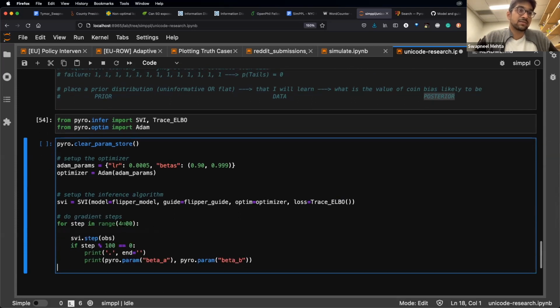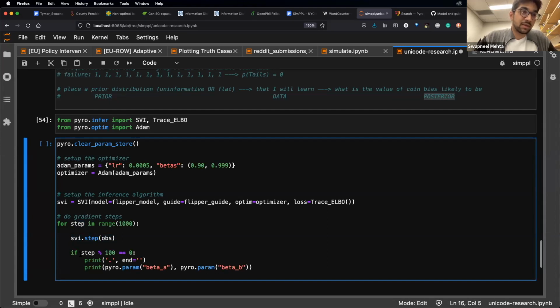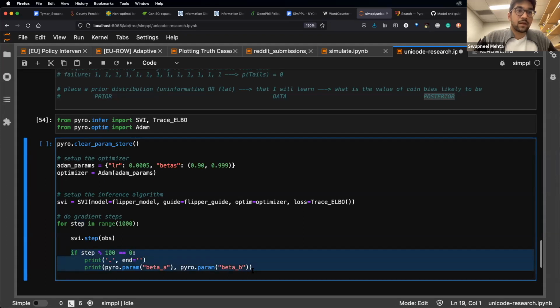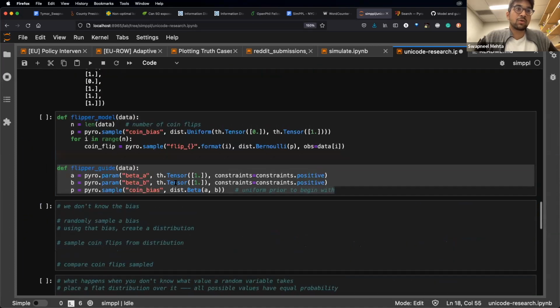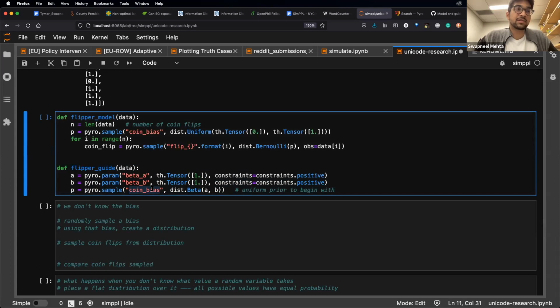But other than that, let's reduce the number of steps here to say 1000. At each step, like your epochs, you iterate over the observations. This is just printing. After every 100 iterations of learning, the values of beta A and beta B, which is how we learn this coin bias.